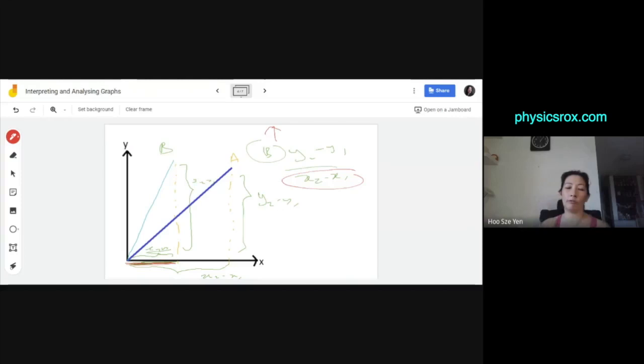So that's why we need to draw the gradient triangle. Anyway, if you don't remember the why, never mind, it's okay. Just need to know, must do. Don't worry, I will go through with you how to draw the gradient triangle when the time comes. Okay.